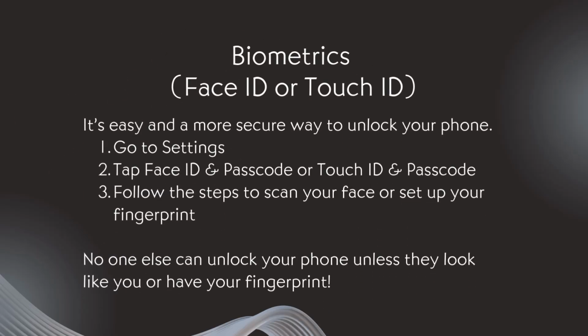So again, the steps. Go to Settings, tap Face ID and Passcode, or Touch ID and Passcode. Then follow the steps to set up your face or your fingerprint. No one else can unlock your phone unless they look like you or have your fingerprint.